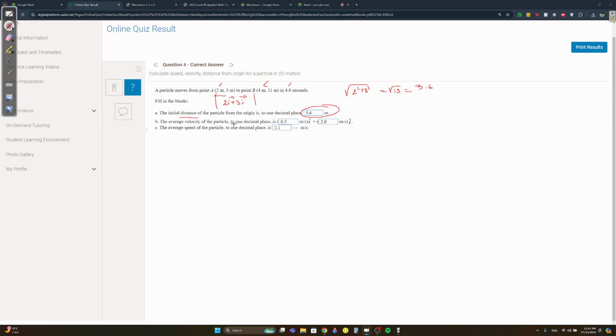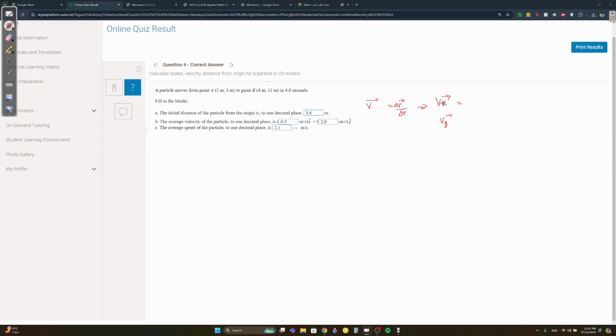The average velocity of the particle to 1 decimal place. How do you find average velocity? When you have two vectors, it's equal to delta r over delta t, right? Okay, the change in r. You have the x component, y component. Let's find vx and let's find vy.